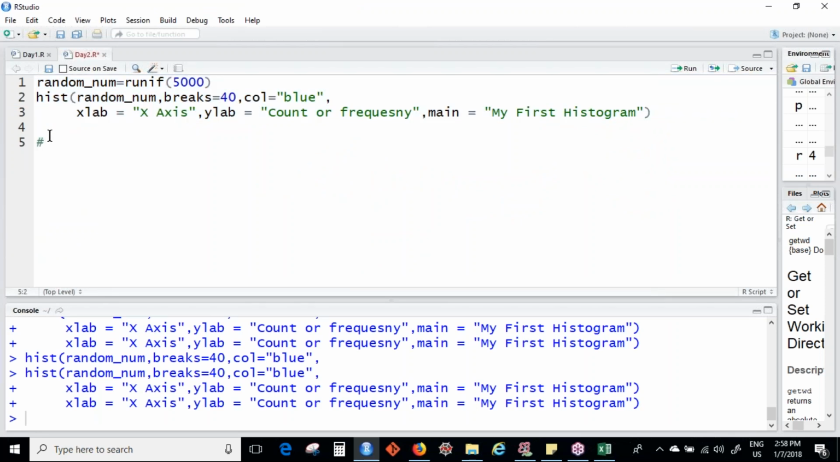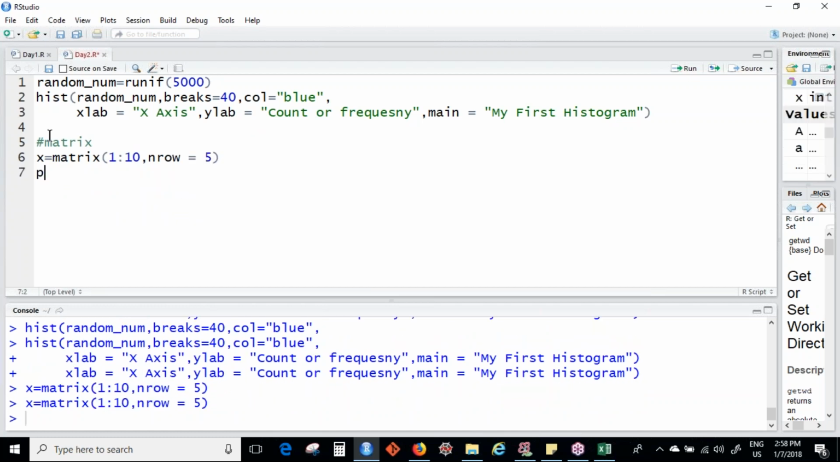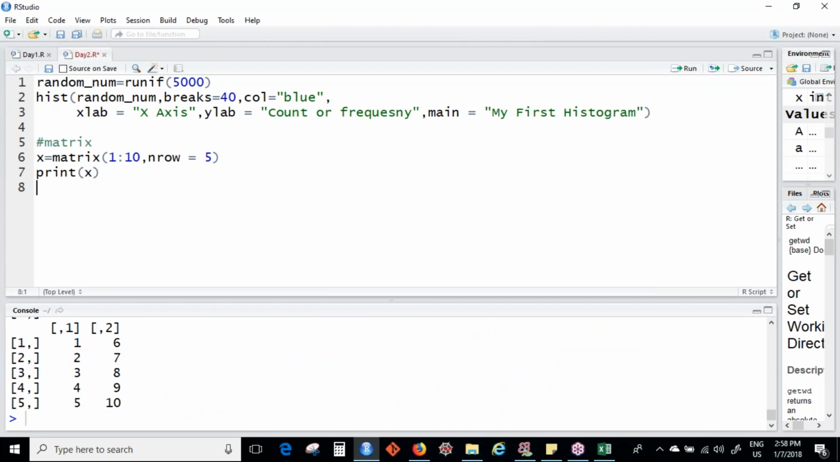So we are looking at the second data structure, which is matrix. So let me define a matrix. I'll use the matrix function. I'll use the IntelliSense of R. I will give 1:10. Then I will use nrow is equal to 5. So I ran this. Now I will just print my matrix X. So you see I'm getting the matrix. Okay. So I got the matrix.